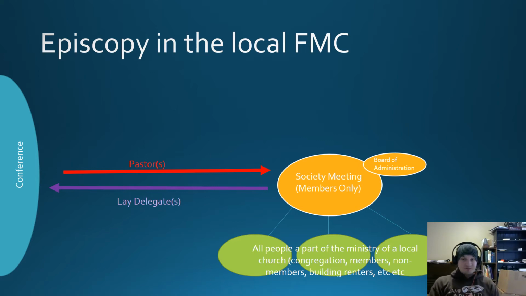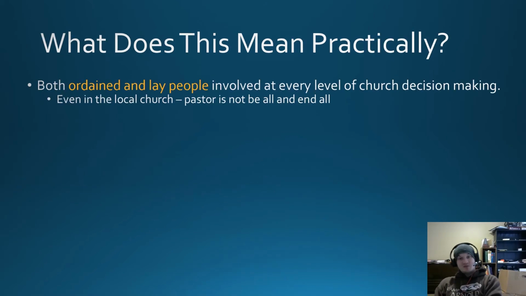We in Free Methodism try to maintain one lay person for every ordained person in the conference. This keeps a really healthy balance between the local church and the conference, between ordained theologians who can get a little bit ivory tower and people who are in the dirt every day. We bring them all together. It's part of who we are. But what does all this mean for us practically? Well, it means, as I just said, both ordained and lay people are involved at every level of the church decision making in Free Methodism.